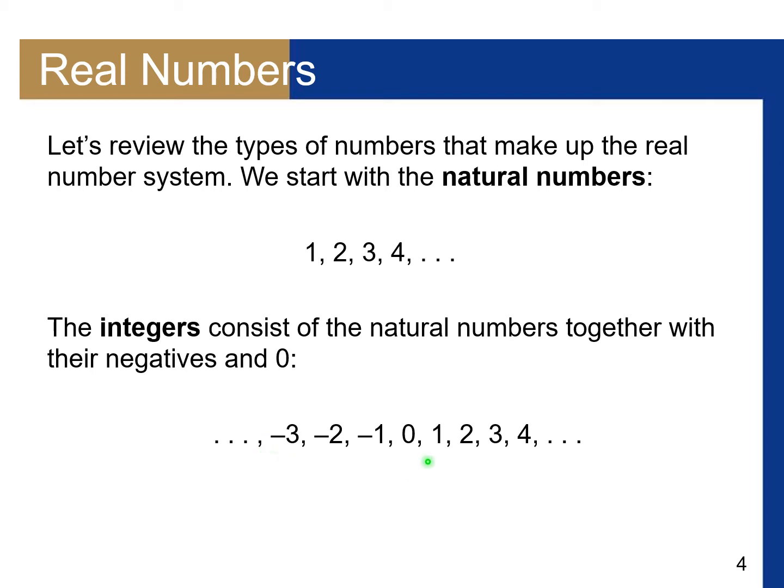Now, if you add 0 to the counting numbers and then also add their opposites, which are the negative values, then you have the integers. Again, in the integers, there are no fractions or decimals. These are the whole numbers here, which is 0, 1, 2, 3, 4, and then their opposites, and all of that will be considered your integers.